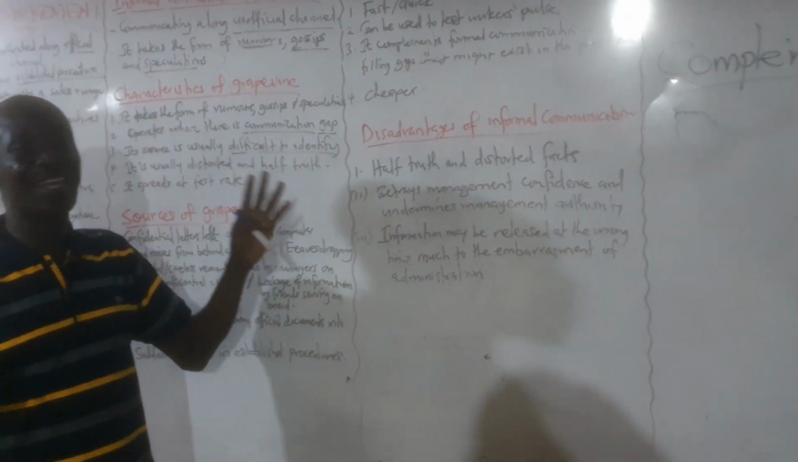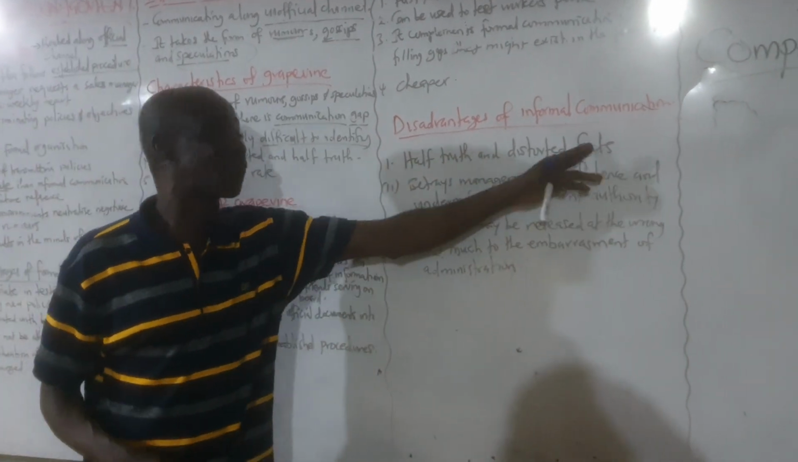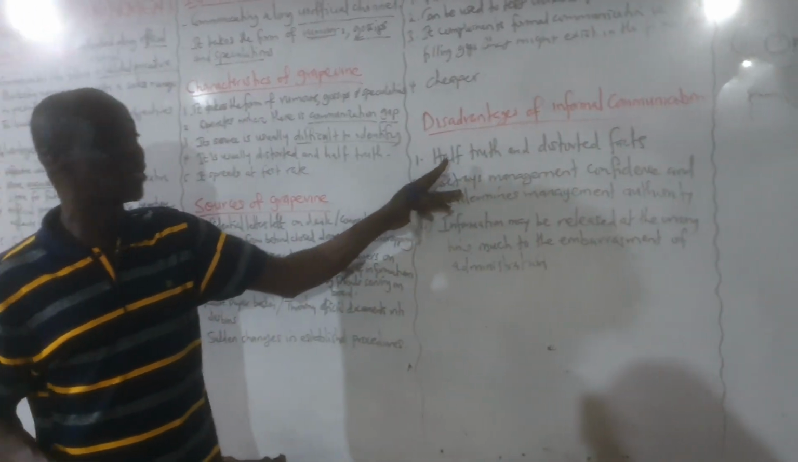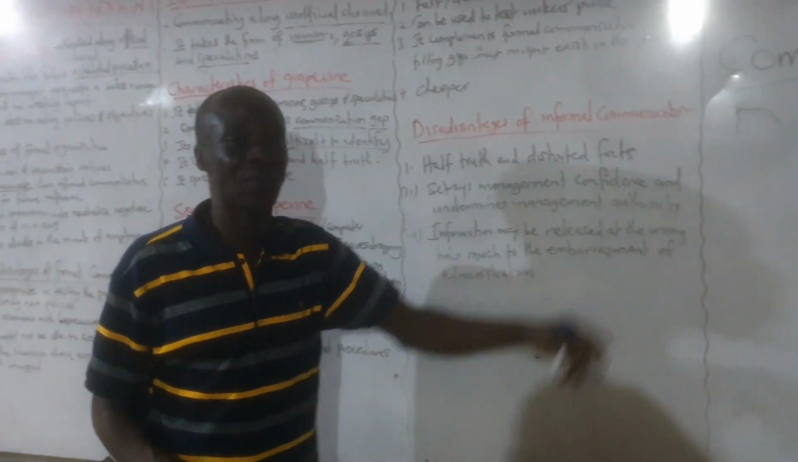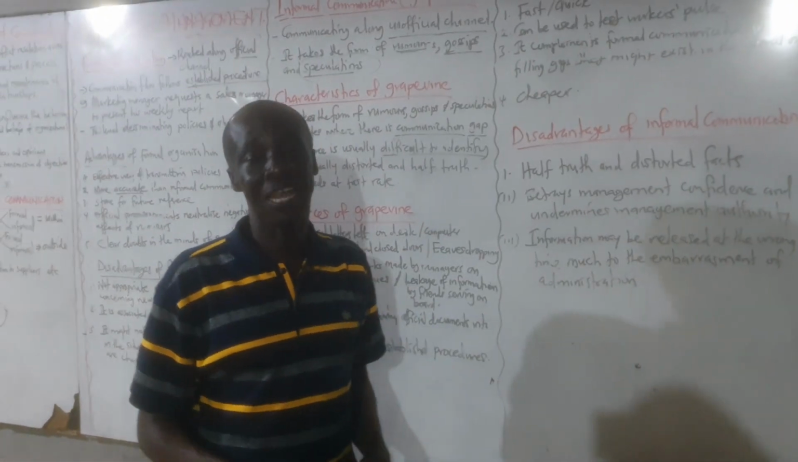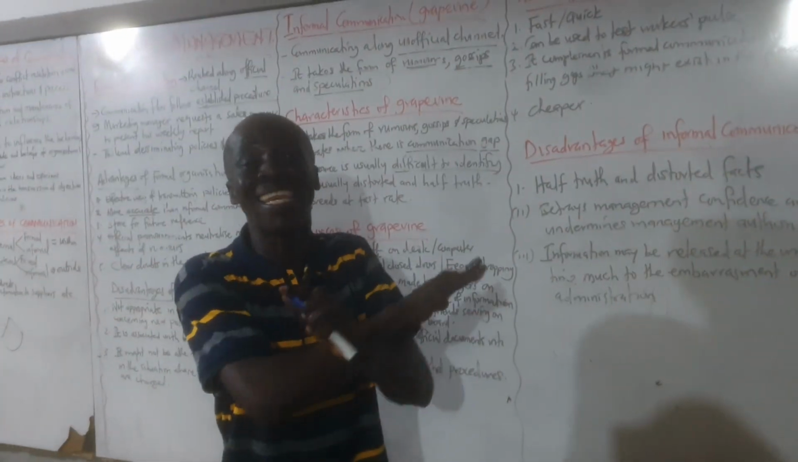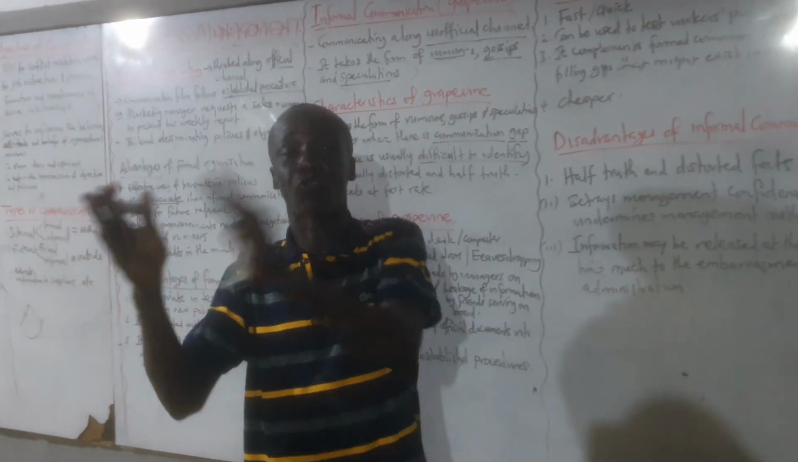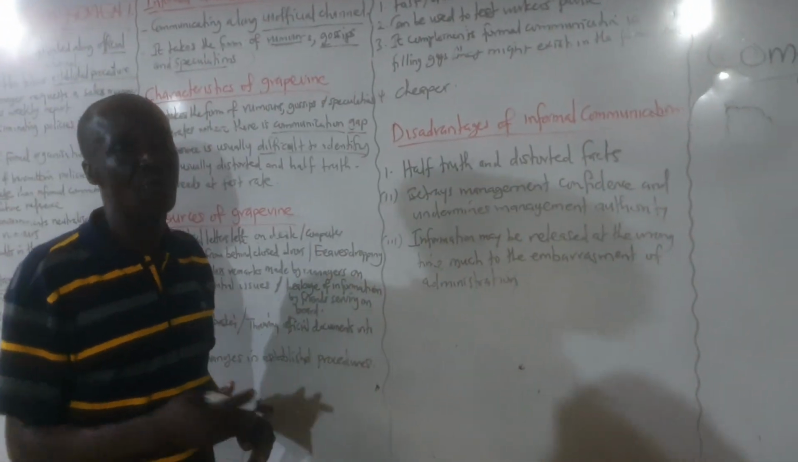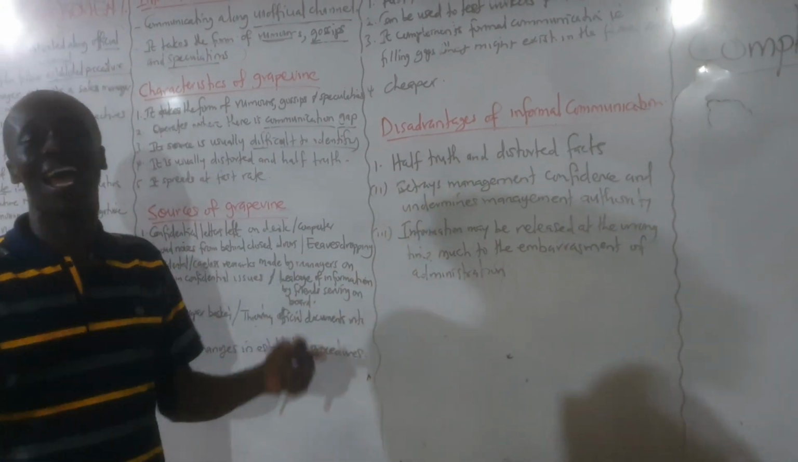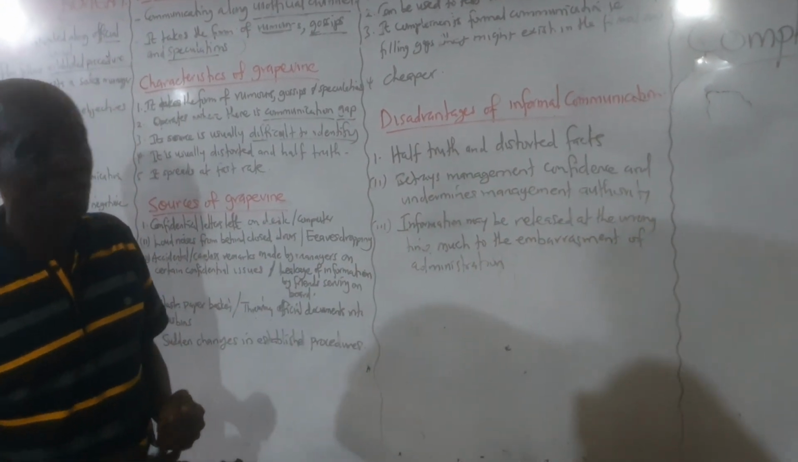Number one, we have learned that one. They are distorted facts or half-truths. They are not as accurate as the formal one. It may be complete lies. It may be half-truth. And therefore, we cannot rely so much on informal communication.